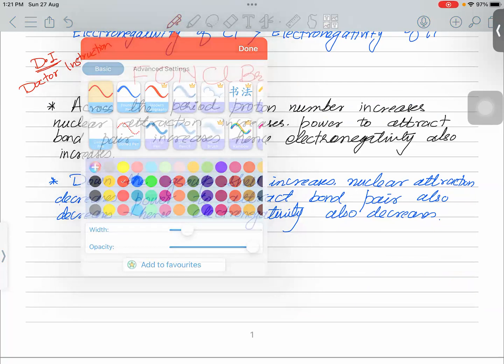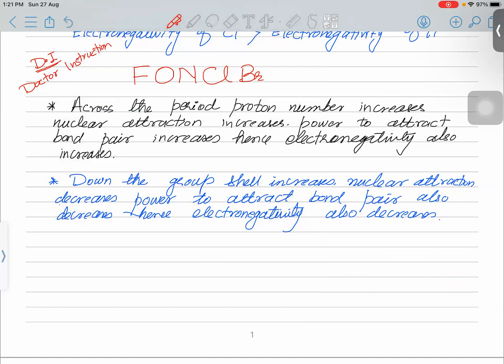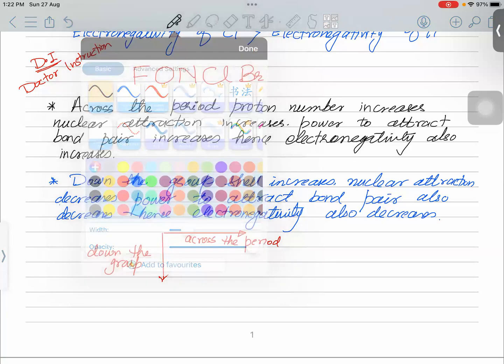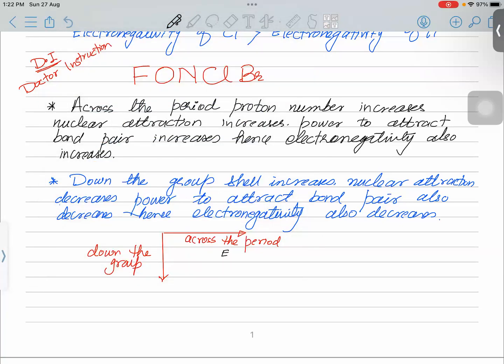Now, are you getting my point? Yes, sir. Okay. So across the period, electronegativity increases, down the group, electronegativity decreases.